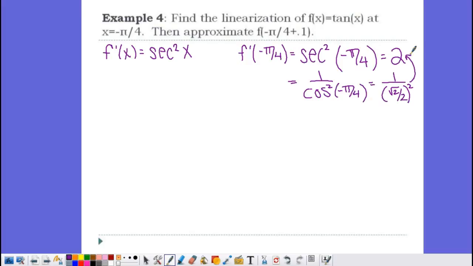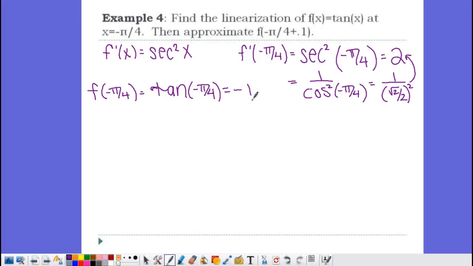What are we missing from this problem? The y value. We need f of negative pi fourths also. So we need the tangent of negative pi fourths. In that quadrant, all students take calc, therefore the tangent would be negative 1.